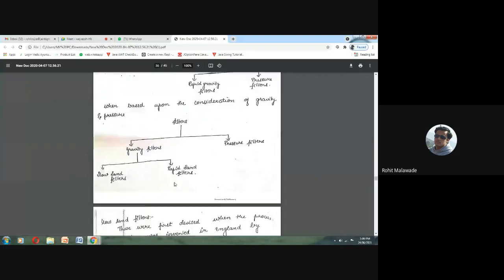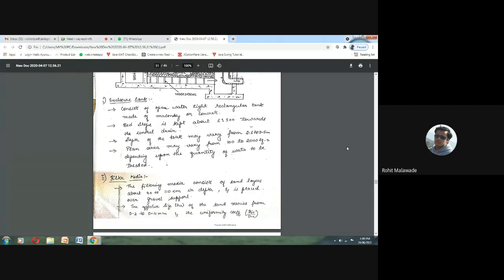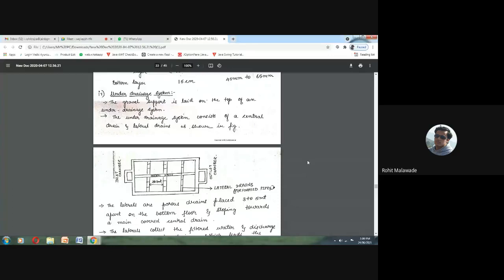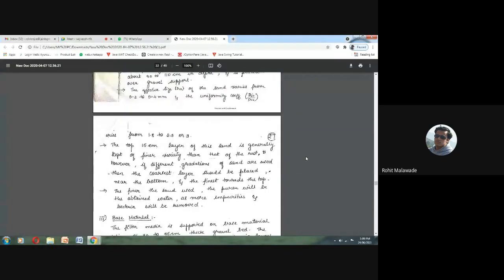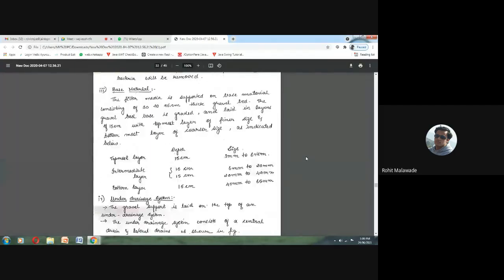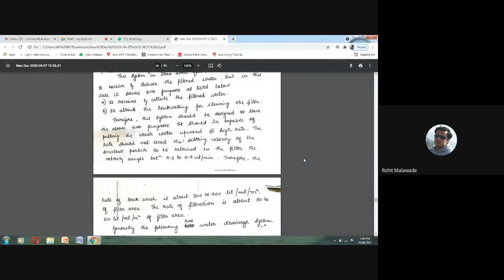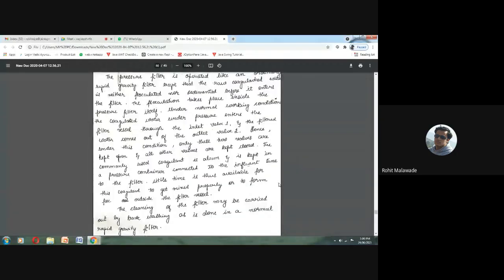What we are going to study next class is the difference between the slow sand filter and the rapid sand filter. This has been asked many times; around 10 to 12 differences are there between slow sand and rapid sand filter. In the next class, we are also going to discuss the pressure filter, its working, construction, and cleaning.